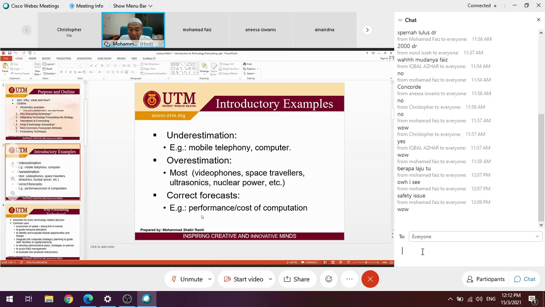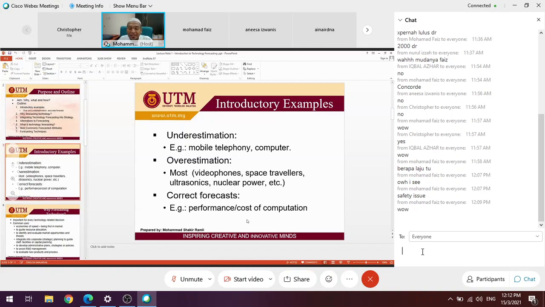Correct forecast is normally in manufacturing, in production, where they estimate the sales figure, the cost, and the performance. Sales or economic return is based on cost, like in the calculation of unit price and cost. For example, to produce a unit of burger, maybe RM1: the bun, the meat, the vegetable, the sauce, everything.